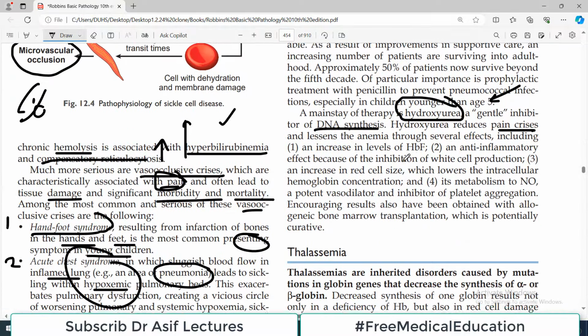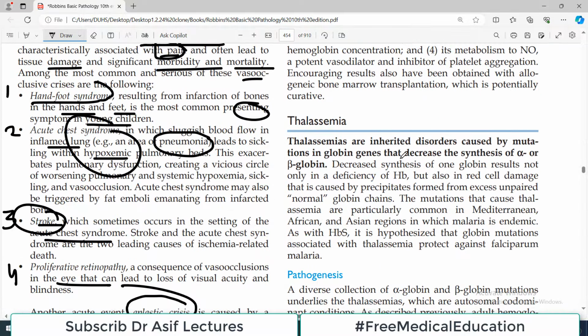So all are very important concepts, and I will then start another hemolytic disorder, thalassemia, in the next video.